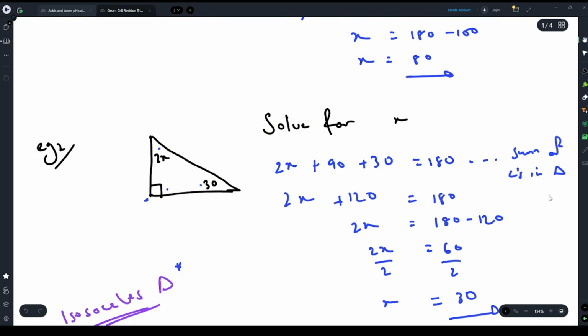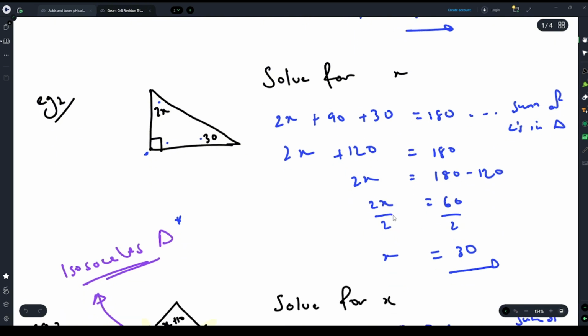Reason again: sum of angles in a triangle. Adding the like terms, 90 plus 30 is equal to 120. So we have 2x plus 120 is equal to 180. Taking the 120 across, dealing with the sign change as well, we have 2x is equal to 180 minus 120, which gives us 60. So 2x is equal to 60. Divide both sides by 2 so that we have just the x. And so x is equal to 60 over 2, which is 30.